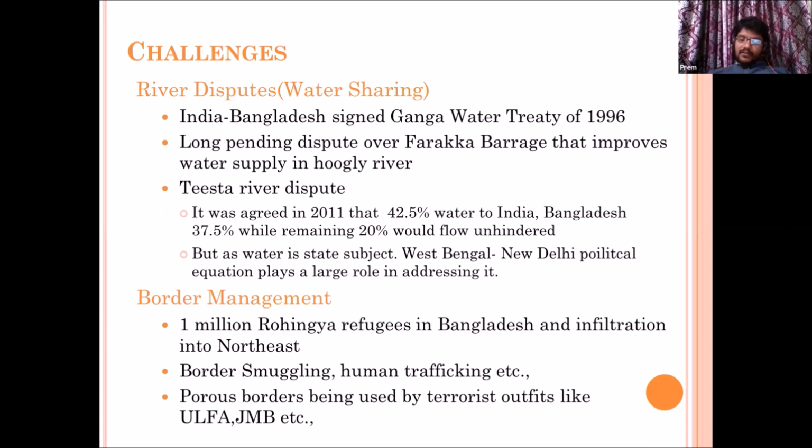Now imagine if a river flows through two countries, then obviously if you construct any project, there will be opposition from the other country. In the Farakka Barrage, there is genuine suspicion from Bangladesh that the water will be controlled by India, especially in the summer season. That will have a huge impact. That is why there is a dispute right now on the Farakka Barrage. So that is one issue.